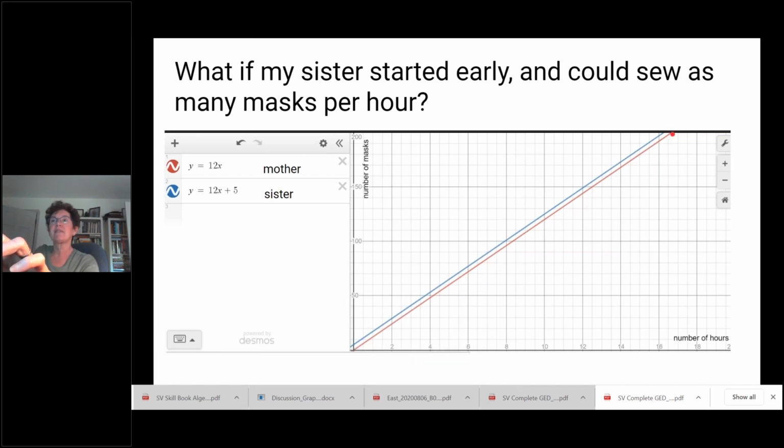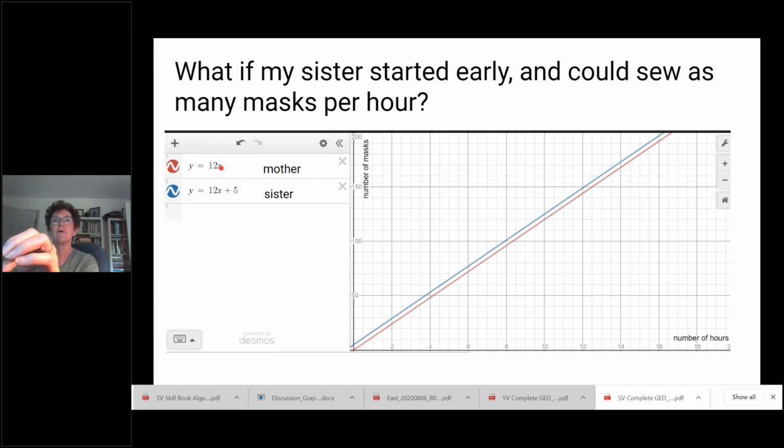They will never have the same number of masks. So these are parallel lines. There is no point of intersection. There is no number that we can substitute in to make both of these equations true.